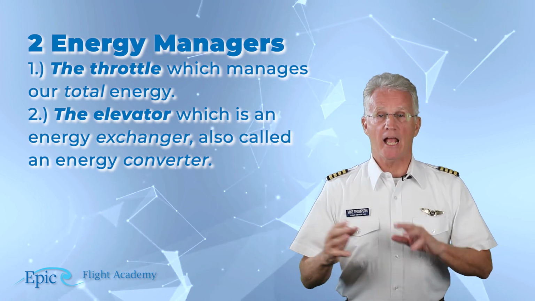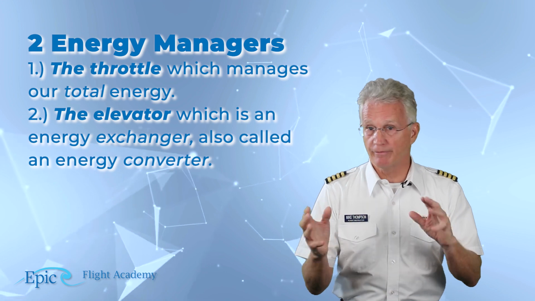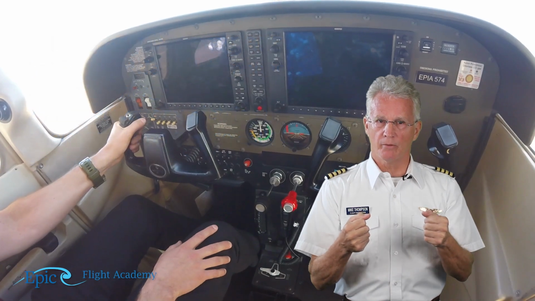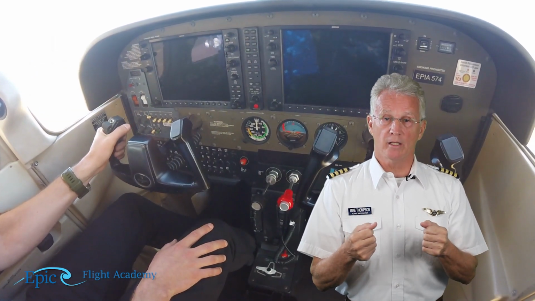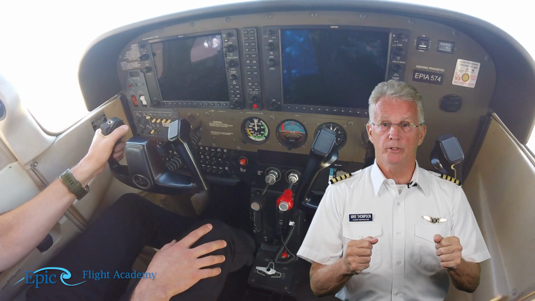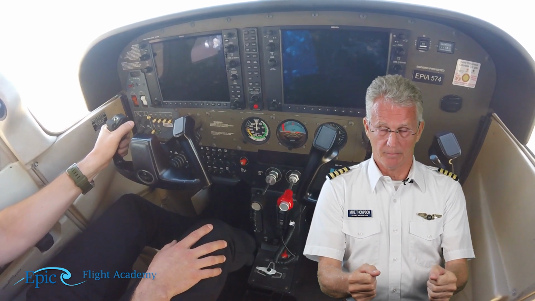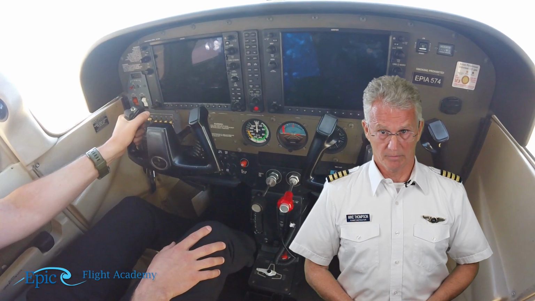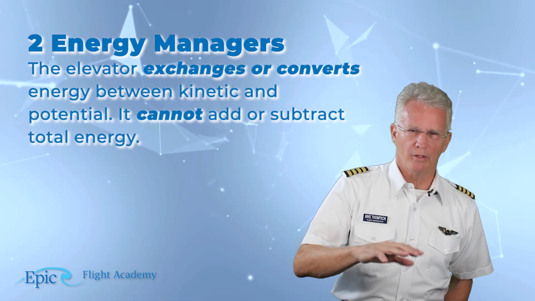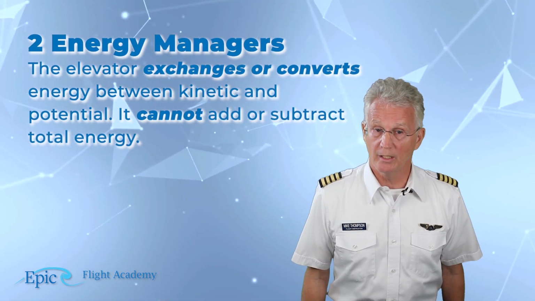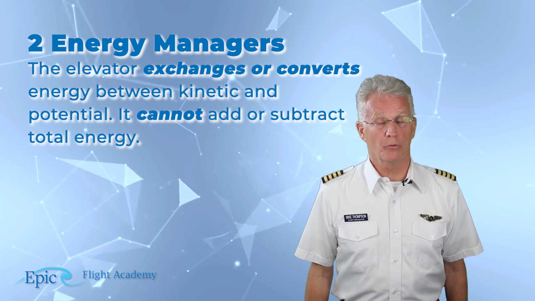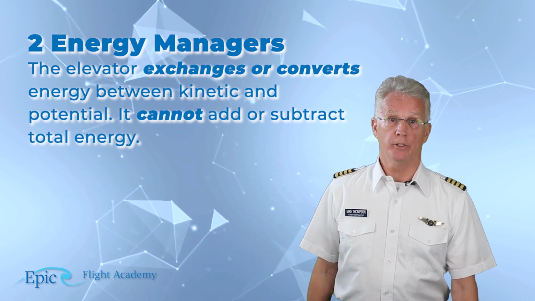We say that the elevator exchanges or converts energy because by pulling the yoke aft and raising the elevator, we can give up airspeed to gain altitude. Or by pushing the yoke forward and lowering the elevator, we can gain airspeed by giving up altitude. The elevator exchanges or converts energy between kinetic and potential. It cannot add or subtract total energy.